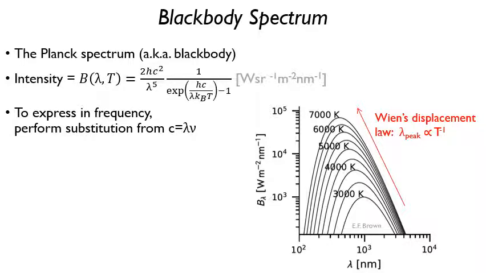So if you wanted to instead express the Planck spectrum in terms of frequency, you can just do the substitution that the speed of light is equal to the wavelength of the light times its frequency.